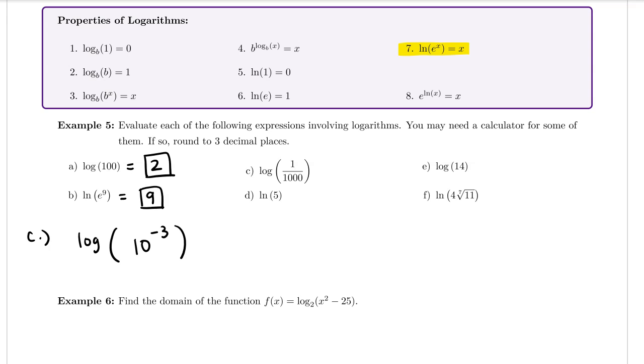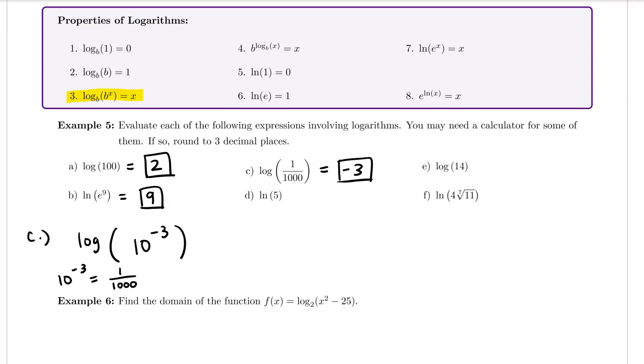And so now we can look back up at the properties, and this corresponds with property 3, because even though I'm not putting the base here, it's 10. So because the bases match up, the final answer would just be whatever our exponent is. So this is going to equal -3. And that should make sense because 10 to the negative third power is equal to the inside of our logarithm, which is 1 over 1,000.